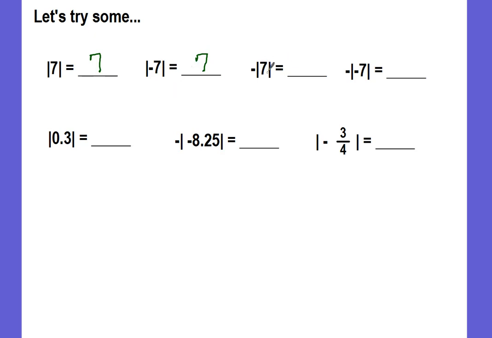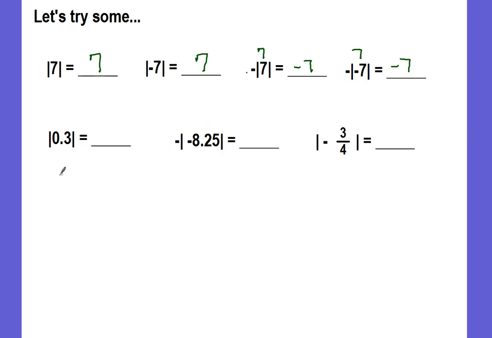Here we have the absolute value of 7, but we want the opposite of it. The absolute value of 7 is 7. Now take the opposite of 7, and that would be negative 7. This problem is read, the opposite of the absolute value of negative 7. So first we need to find the absolute value. The absolute value of negative 7 is 7, because absolute value is always positive. And then take the negative, or the opposite of that 7, and it is a negative 7.